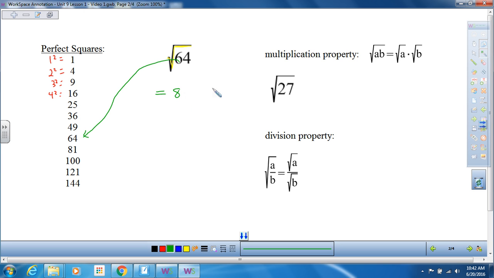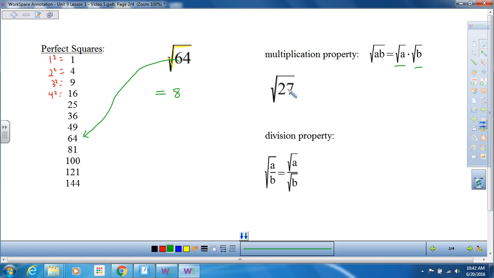Okay. To simplify other numbers, so for example, square root of 27. Well, 27 is not in this list of perfect squares, but it can be simplified. Think about simplifying radicals like reducing fractions. So square root of 27 can be reduced. And I use this multiplication property. It just tells me that I can separate factors. So if I have square root of a times b, I can separate that to square root of a times square root of b.